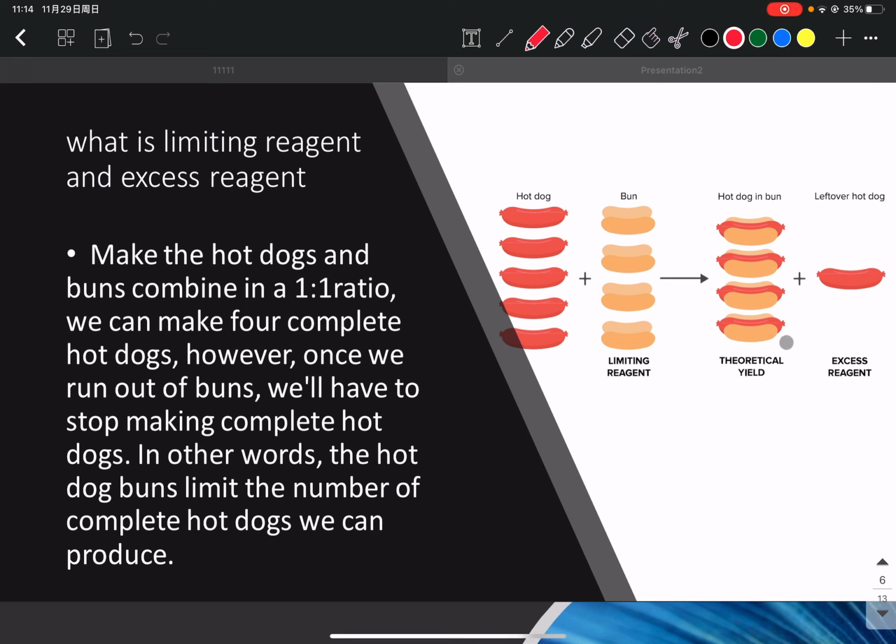So here is a diagram to explain what a limiting reagent and an excess reagent are. Say hot dogs and buns combine in a 1:1 ratio. We can make 4 complete hot dogs. However, once we run out of buns, we have to stop making complete hot dogs. In other words, the hot dog buns limit the number of complete hot dogs we can produce.